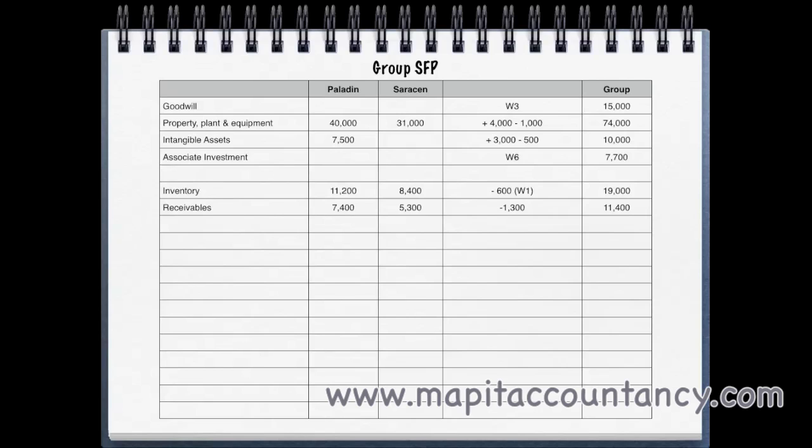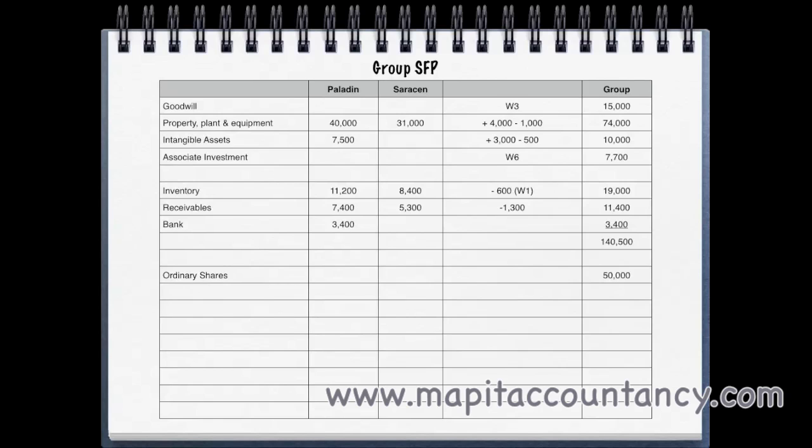Receivables, we have 7,400 for the parent, 5,300 for Saracen, and there was an intercompany balance of 1,300 or 1.3 million, which we were given in note 3. So we need to subtract out any intercompany balances. They'll need to come out of receivables and of course payables when we get there. The bank was 3,400 for P. So adding those together, we get 140,500 for our assets.